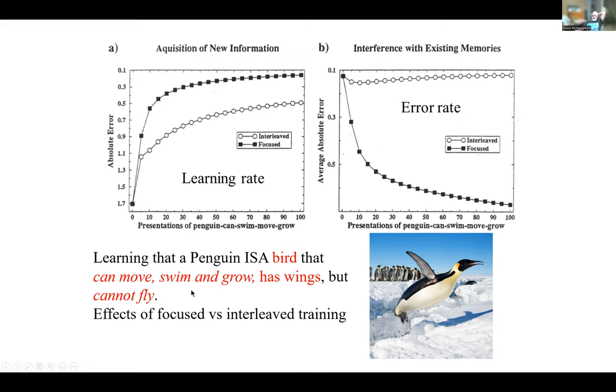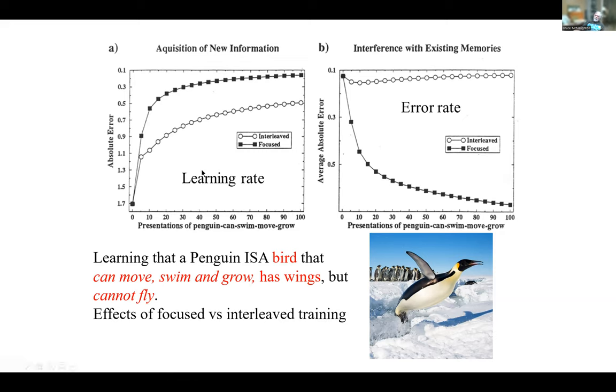If you say, okay, I'm just going to give you many, many trials on this one item, so I'm going to cram it into your head, then the network acquires it very quickly, but it accumulates a huge amount of error in everything else. Well, not quite everything else, and that turns out to be a key point.